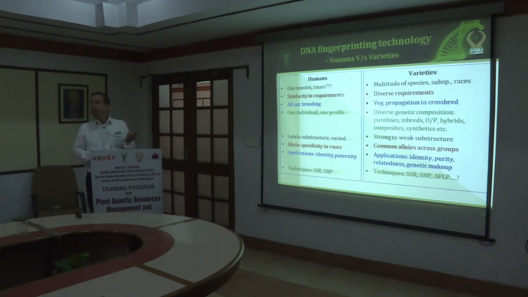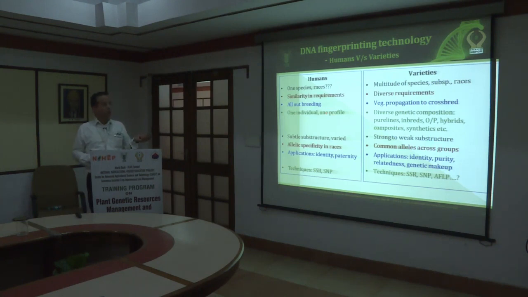With one species, there is similarity in requirements. Whatever DNA fingerprint profiling you want to do, you need a similar set of equipment and similar infrastructure. But here we have diverse requirements. Humans are all outbreeding, whereas in plants some are vegetatively propagated, some are crossbred, outcrossing, or self-pollinated. Every kind of breeding behavior you will find in plants.